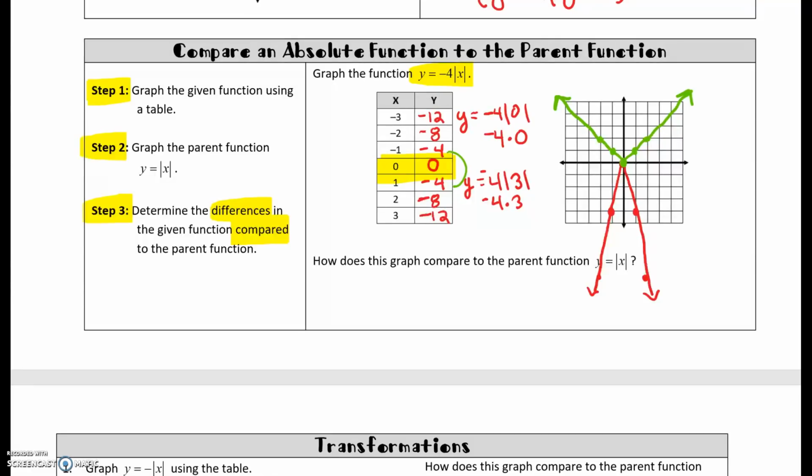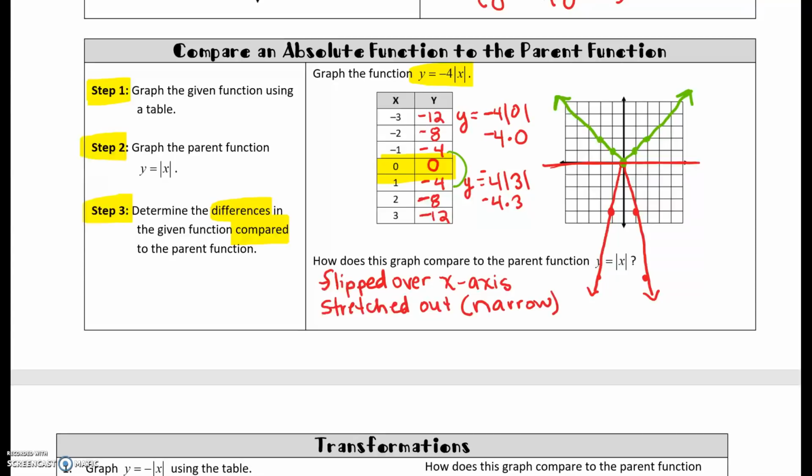So the first thing I notice is that it is flipped. So it is completely flipped over. And it really flipped over the x-axis. So I'm going to say flipped over the x-axis. Now the next thing I noticed is that it's significantly narrower than that green graph. So we call that stretched out. So it's stretched out, and what happened is it got narrow.